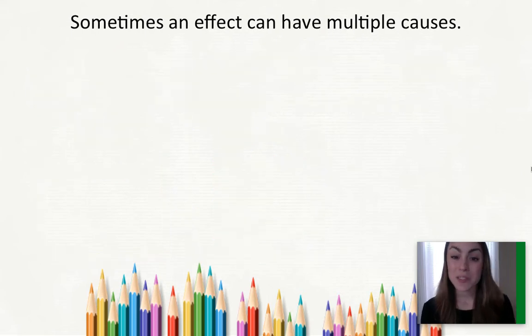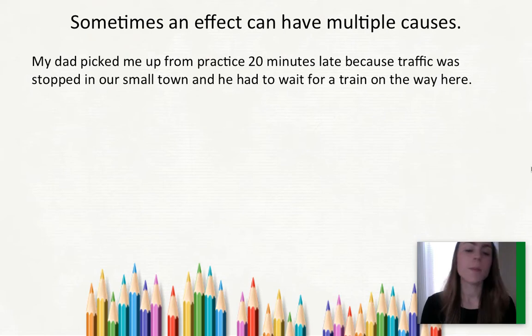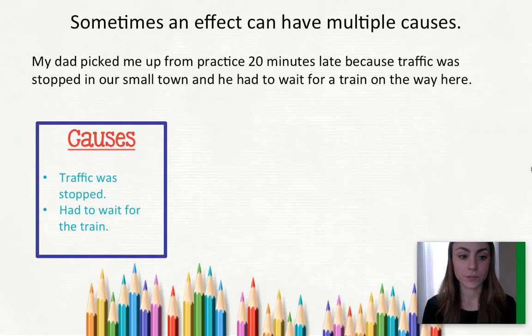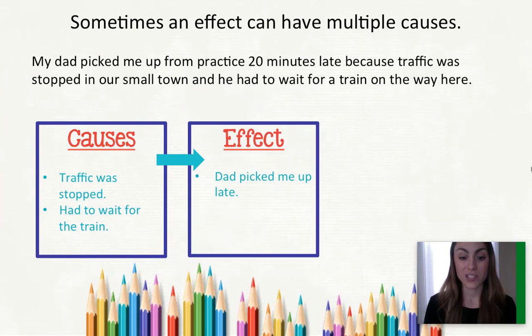And sometimes an effect can have multiple causes. My dad picked me up from practice 20 minutes late because traffic was stopped in our small town and he had to wait for a train on the way here. So the causes here are traffic was stopped and had to wait for the train. Whereas there's a singular effect, which resulted in Dad picking me up late.